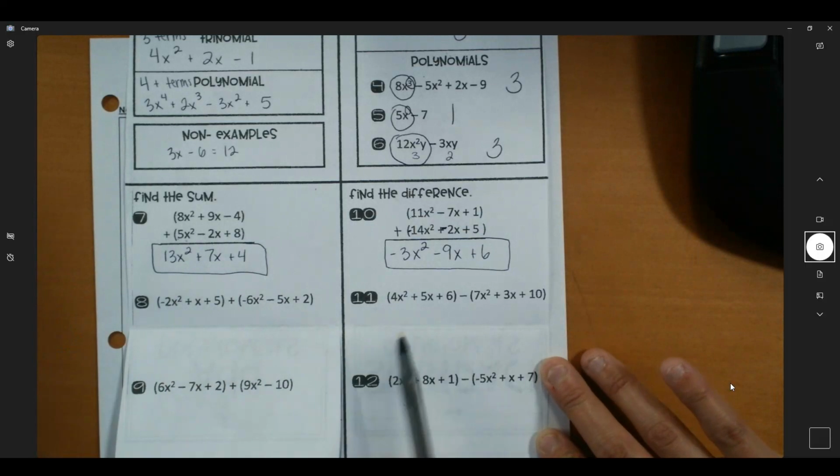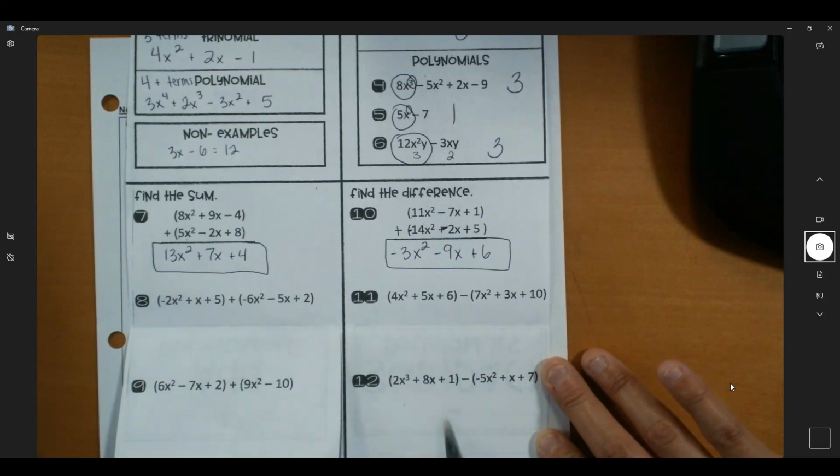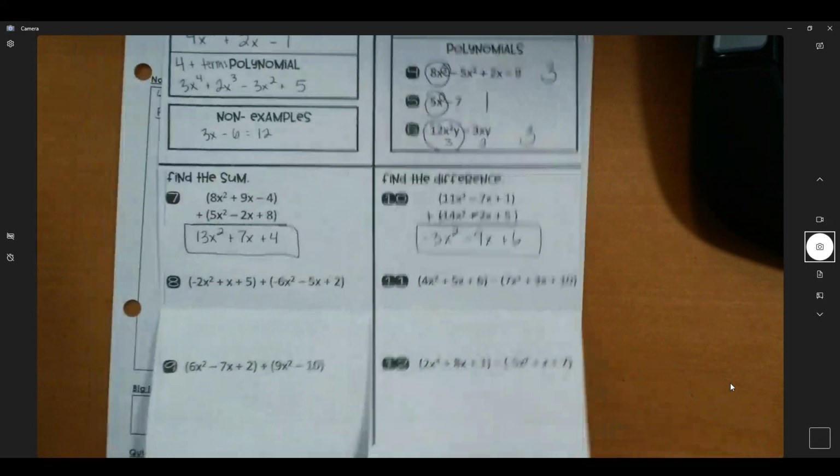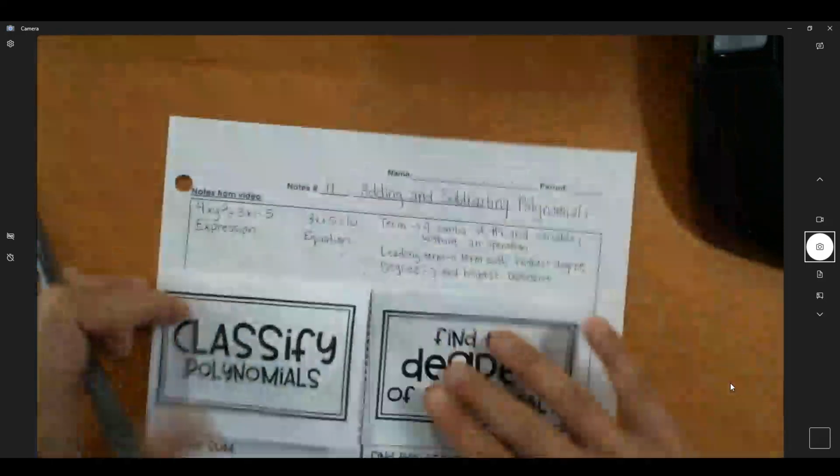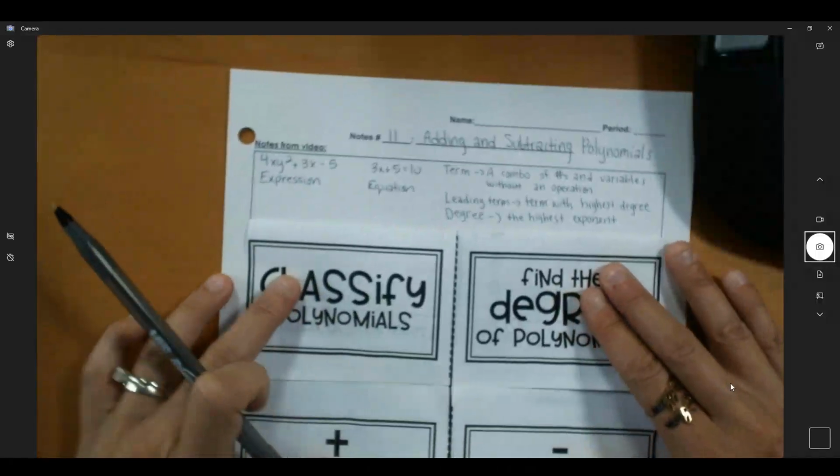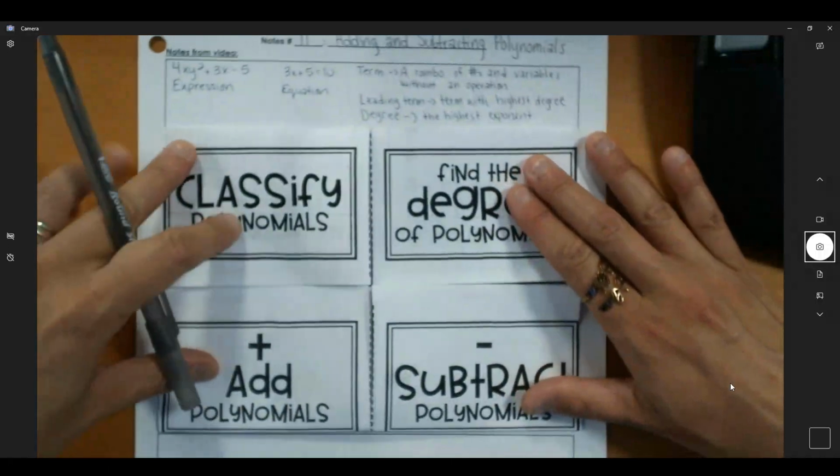Okay, so we will do 8, 9, 11, and 12 in class. Go ahead and glue this or tape it straight into your notes right there.